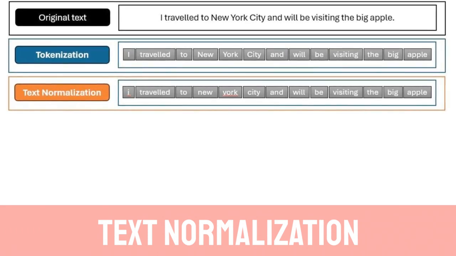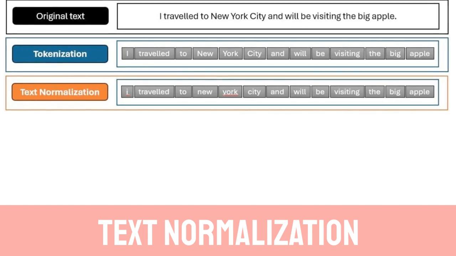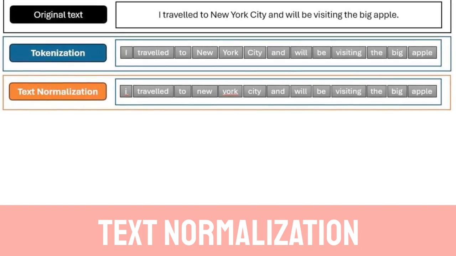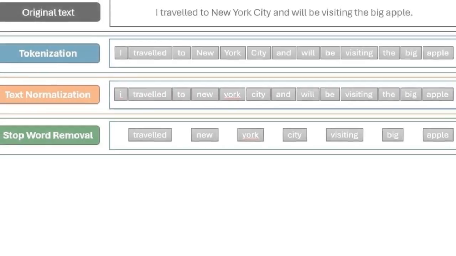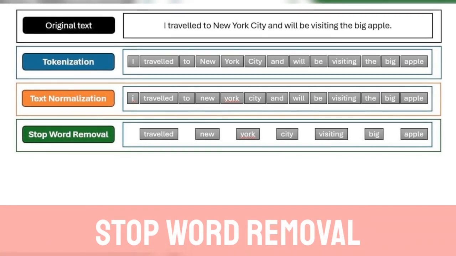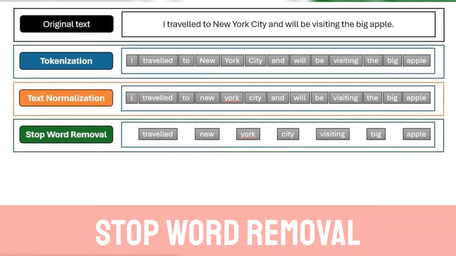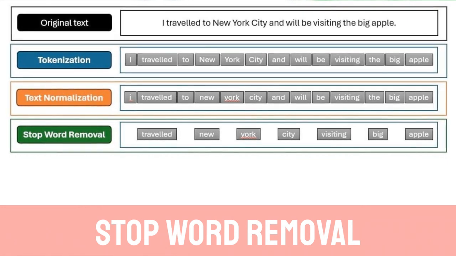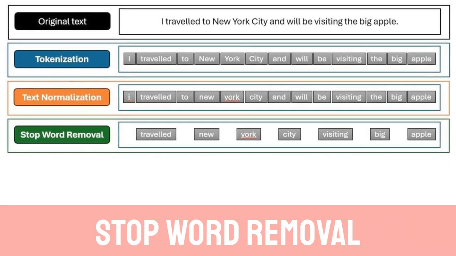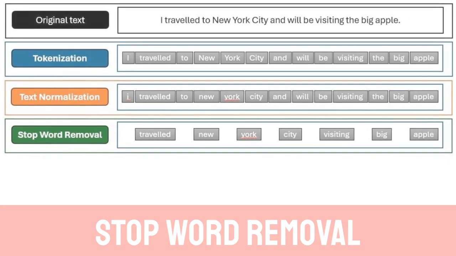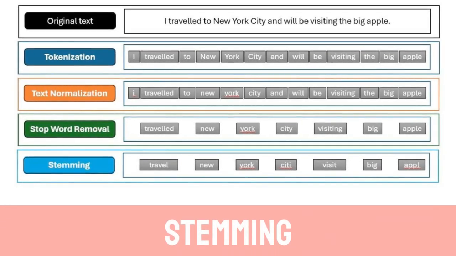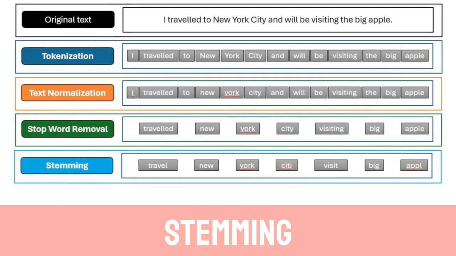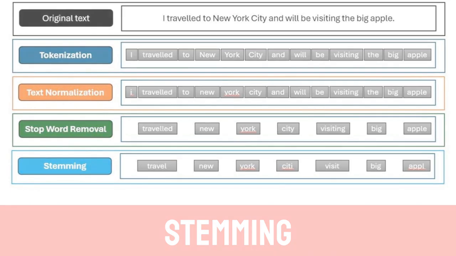Text normalization. We make sure a computer treats run in uppercase and run in lowercase as the same word. Stop word removal. We get rid of common, less important words like the or a. They're great for grammar, but they don't usually add much to the meaning. Stemming. We reduce words to their root, so running and runs are both seen as run. This helps simplify the vocabulary for the computer.